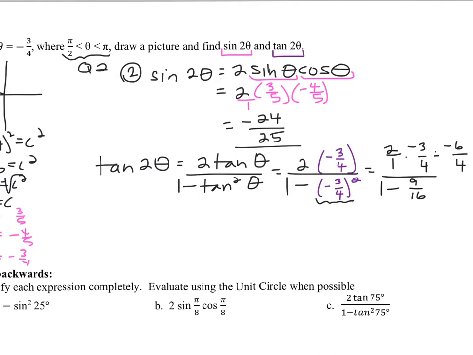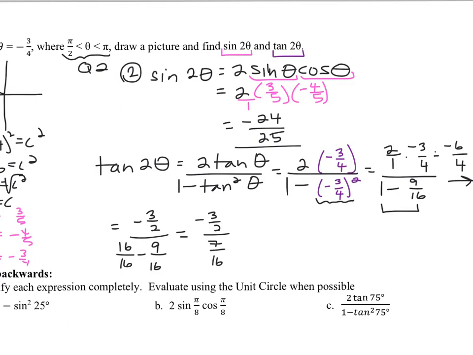All right, so from there, -6/4 reduces to -3/2. On the bottom, if we want to do 1 minus 9/16, I need a common denominator. So I'll do 16/16 minus 9/16. That gives us -3/2 divided by 7/16.